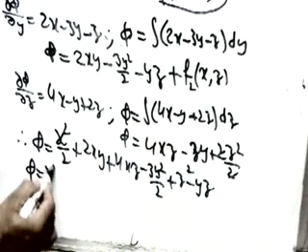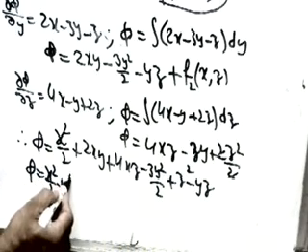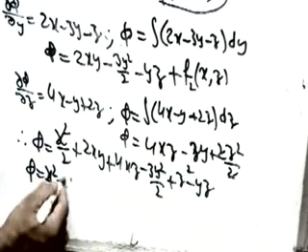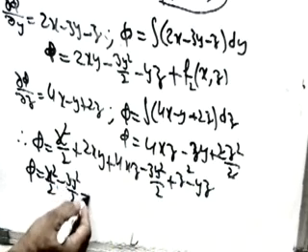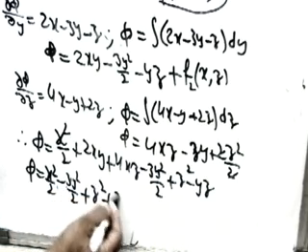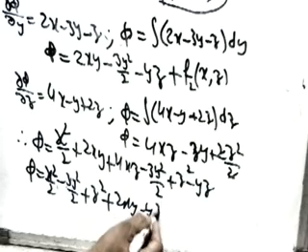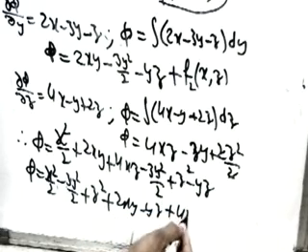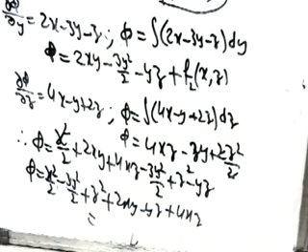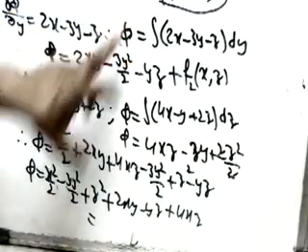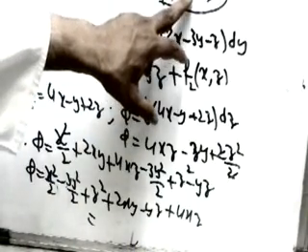If we write together, we can write phi equals x square by 2 minus 3y square by 2 plus z square plus 2xy minus yz plus 4xz. So this is the method. I will explain once more. Till here you write as it is.